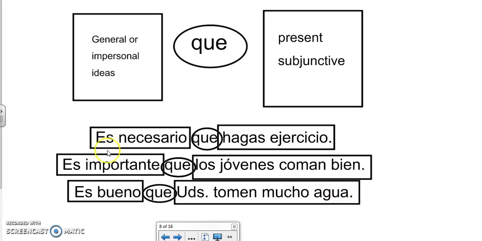So these are general or impersonal ideas. It's necessary, it's important, it's good, and so on. Que as the connector, and then the present subjunctive. Hagas, coman, tomen.